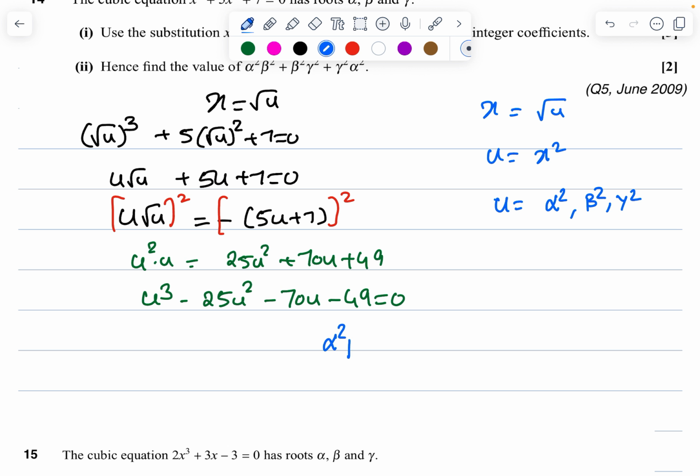Now alpha square beta square plus beta square gamma square plus gamma square alpha square will be equal to c upon a. What was c? Negative 70 upon 1, negative 70.